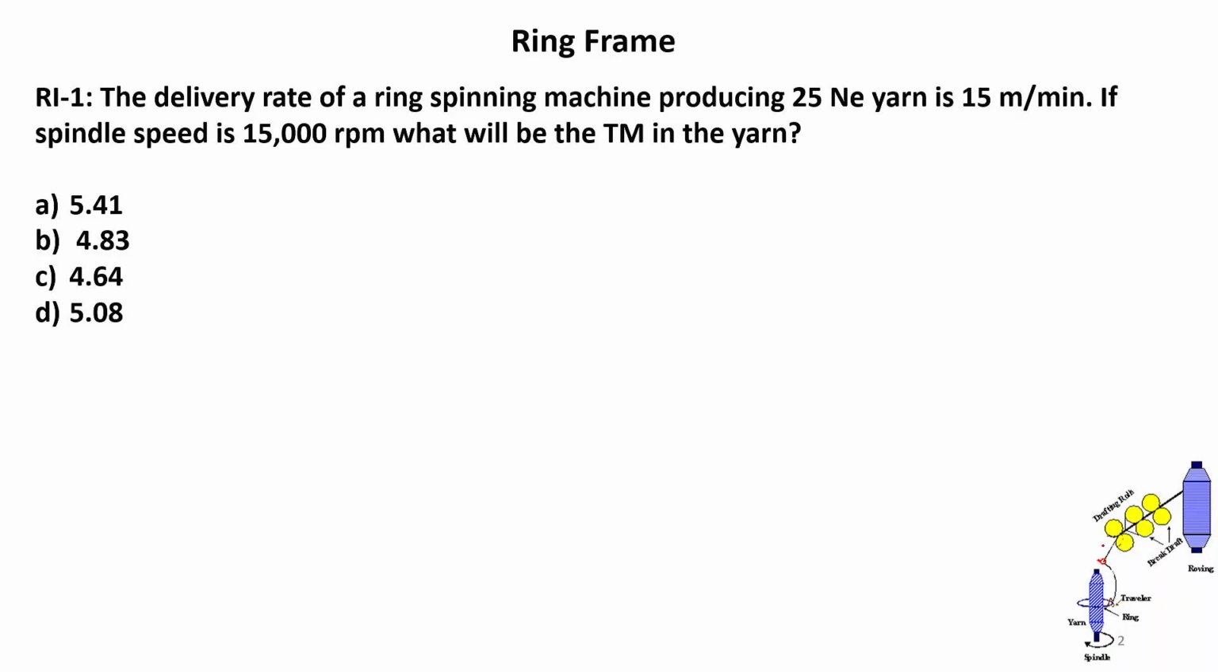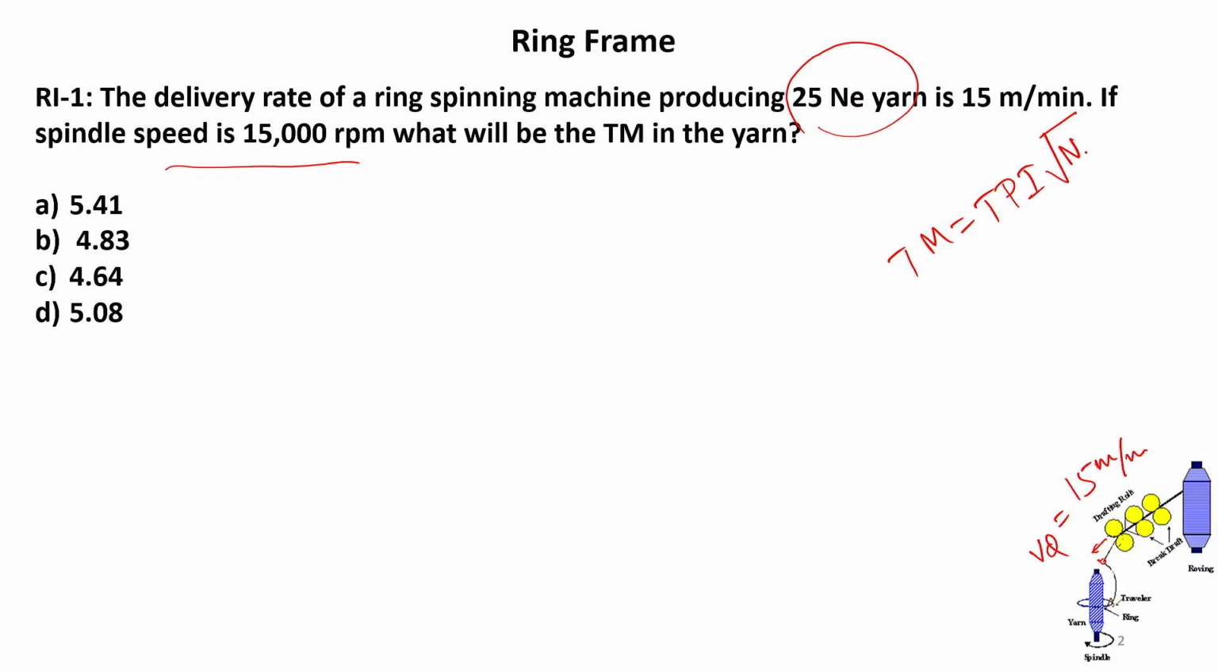The delivery rate V d of a ring spinning machine producing 25 Ne yarn is 15 meter per minute. If the spindle speed is 15,000 rpm, what will be the TM of yarn? So, twist multiplier. We know the twist multiplier equals TPI under root Ne. Now, we have to calculate the twist per inch.